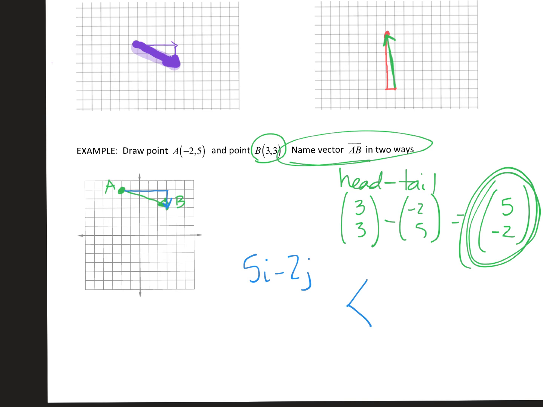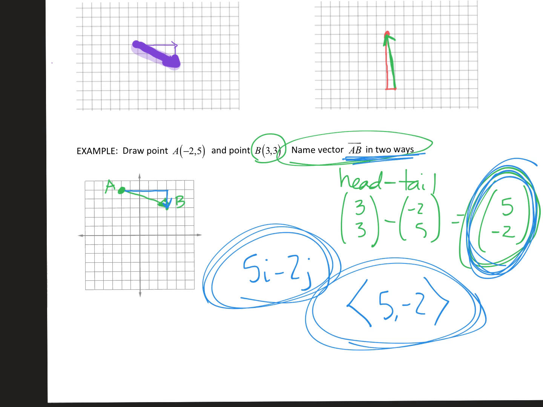We could write it with the little pointy lines. I don't know what to call those things. They're kind of like greater than, less than symbols. But again, it only said 2 ways. So here are your choices. You could have this, you could have this, or you could have this. Just pick 2.